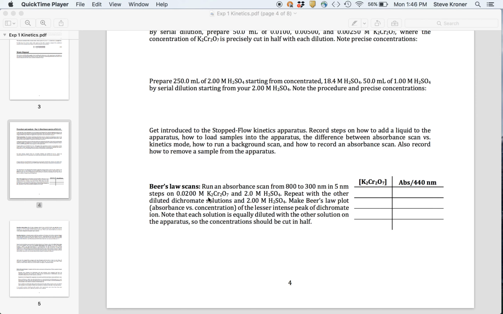One of the things that you're going to do is you're going to have the dichromate in one syringe on the apparatus and then acid in the other. So the dichromate and the acid are actually going to be diluting each other. So be sure to account for that dilution here. If you have 0.02 molar dichromate in one of the syringes and it's being flowed and mixed with another syringe containing the sulfuric acid solution, these two concentrations would actually be 0.01 molar and then 1 molar for the acid. So be sure to actually consider the true concentration of dichromate when we're observing it on the apparatus.